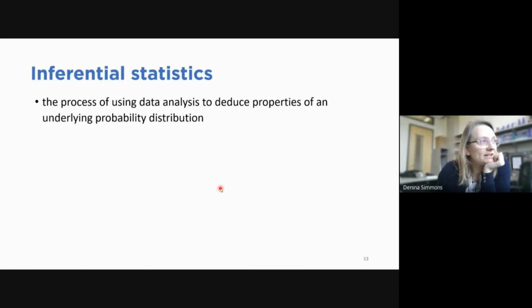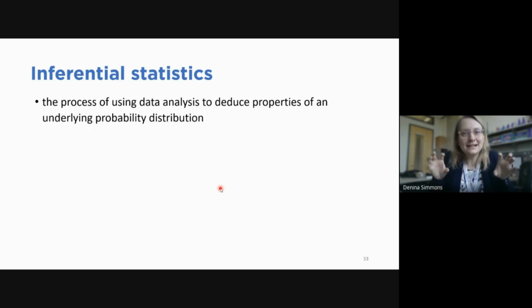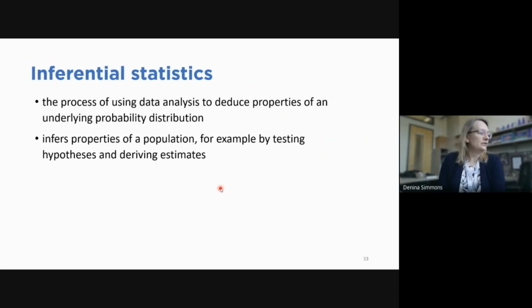So, inferential statistics is the process of using data analysis to deduce properties of underlying probability distributions. That's a long way of saying actually asking the question of whether your data distribution has changed due to something like time or treatment or some other controlled variable in your experimental design. This usually is inferring the properties of a population and then doing testing. And so then you derive estimates.